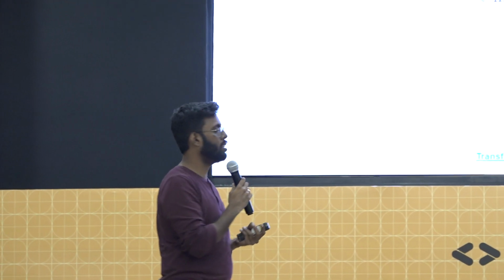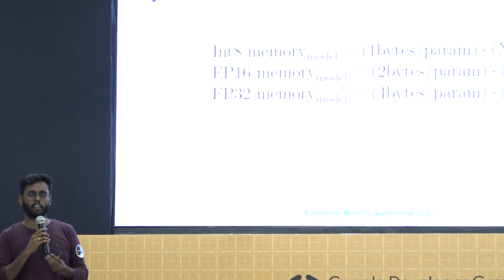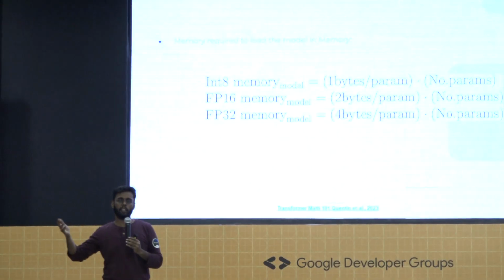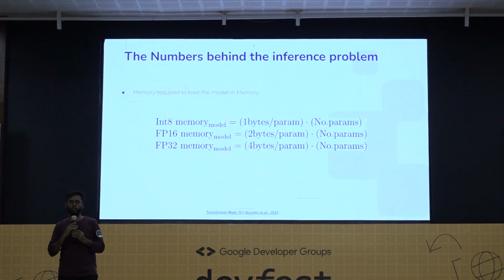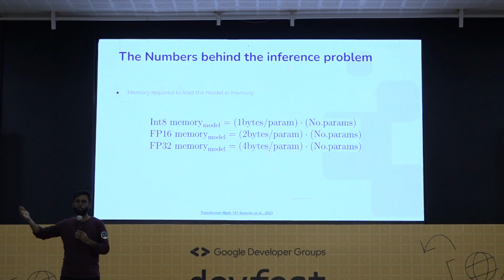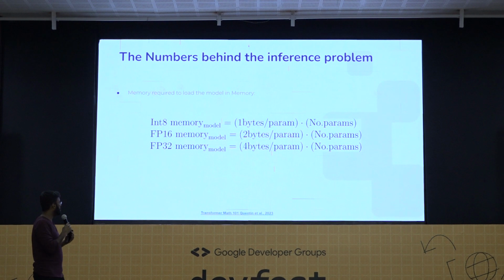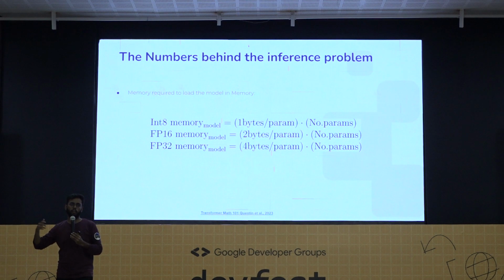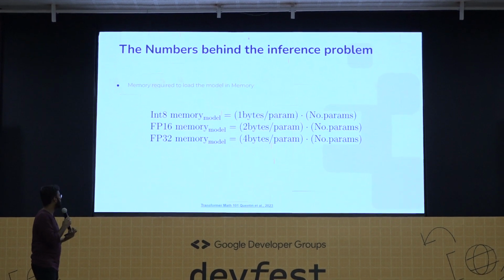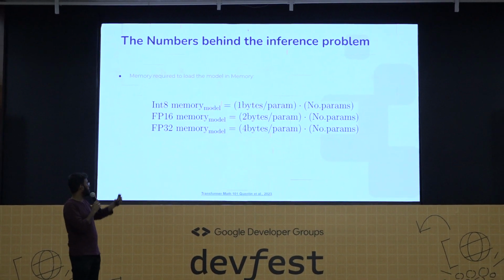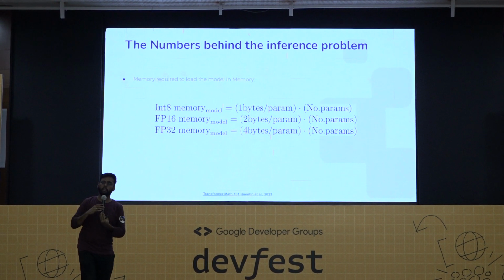Yeah. So let's try to understand the numbers behind this problem. Typically, if you have a billion or multi-billion parameter model, the amount of memory that you would require just to load that model into memory so that you can run inference depends on the floating-point precision you have in your model. If it's int8-based precision, then it's 1 byte per parameter. So if it's 7 billion, you would require about 7 GB of GPU VRAM.